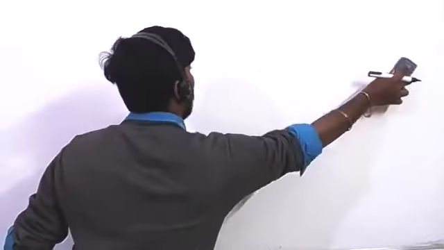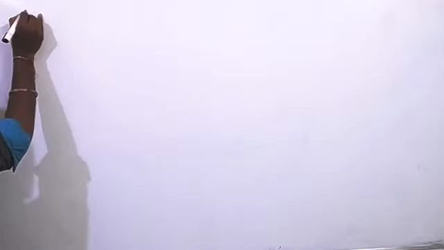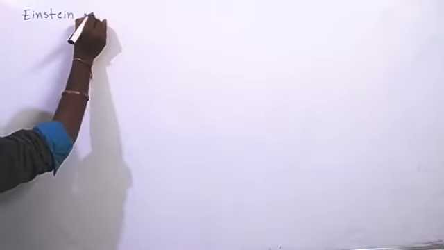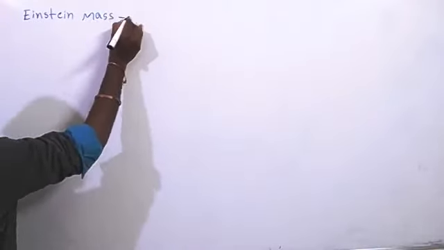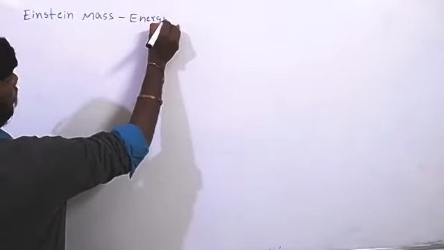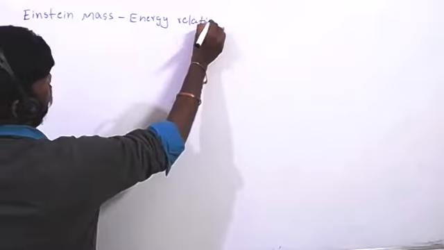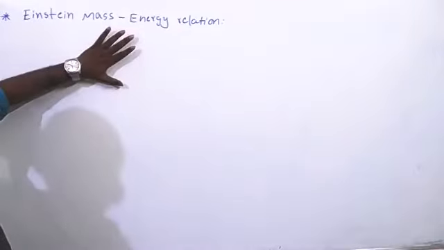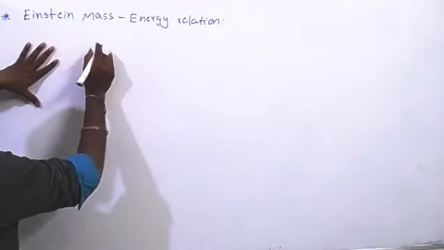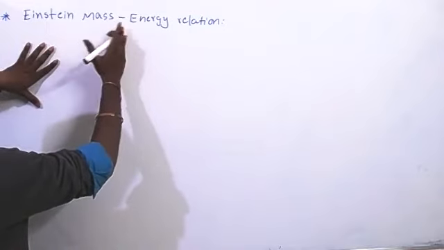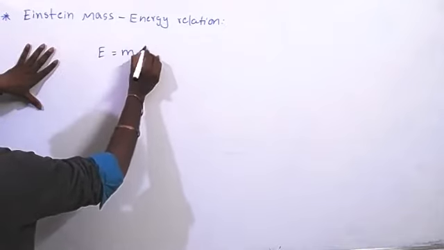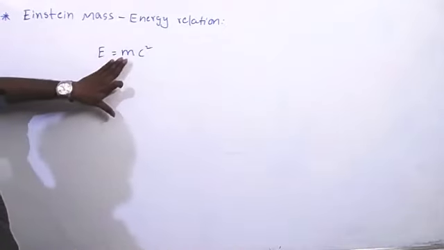Next one, Einstein mass energy relation. So what is Einstein mass energy relation? According to Einstein mass energy relation, energy can be converted into mass, and mass can be converted into energy. So he has given one relation, that is E is equal to mc square. It is the relation between energy and mass.